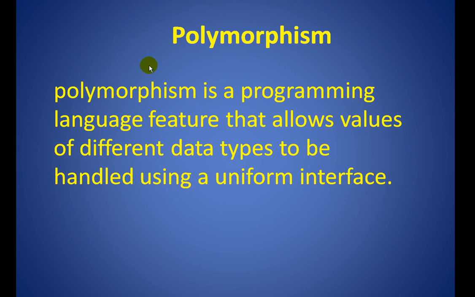Generally, we can define polymorphism as a programming language feature that allows values of different data types to be handled using a uniform interface. So different data types like hourly employee and salaried employee will be handled using the same interface, which is display, because this method is defined in the superclass.